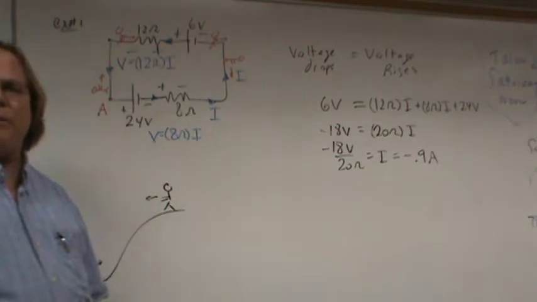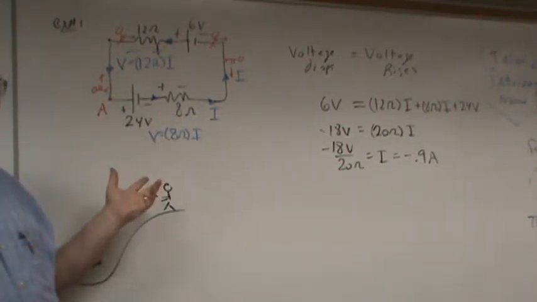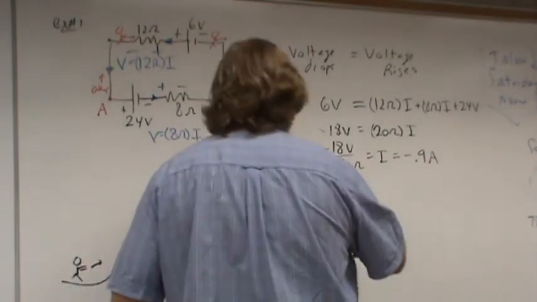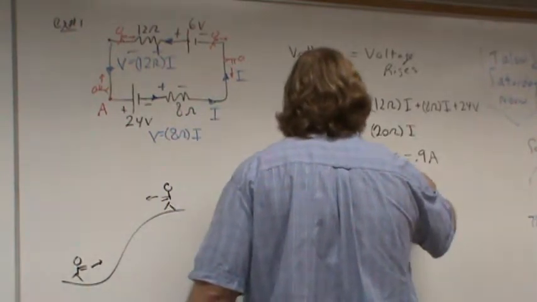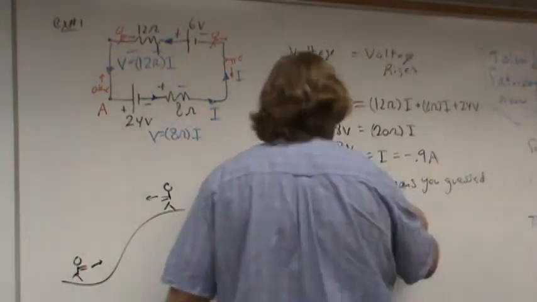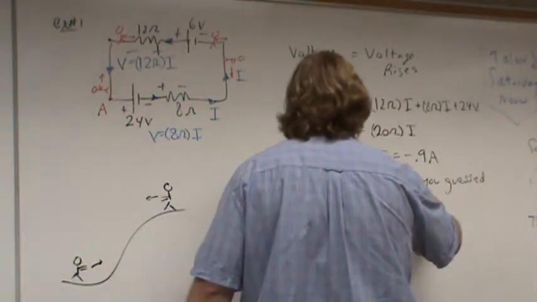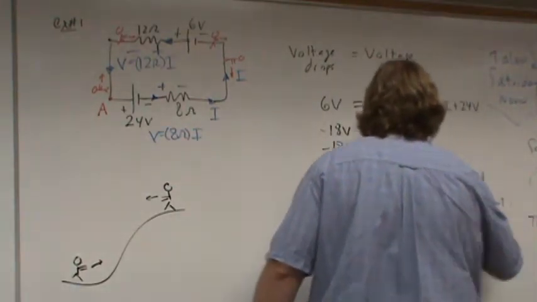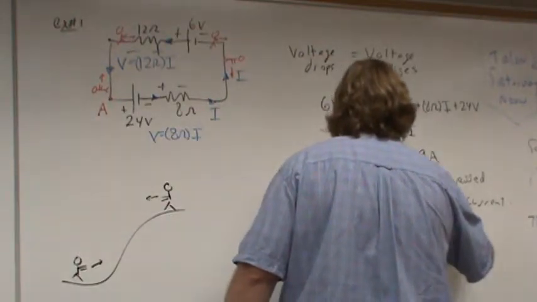So you don't even have to stress about choosing the correct direction of your current. If you choose wrong, who cares? You'll get a negative answer, which tells you you chose wrong. You see that? So a negative answer means you guessed wrong on the direction of the current. And so the answer is I equals 0.9 amps clockwise.